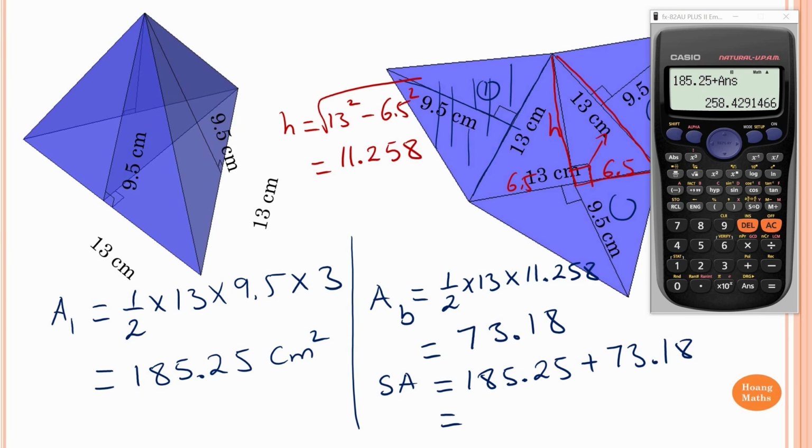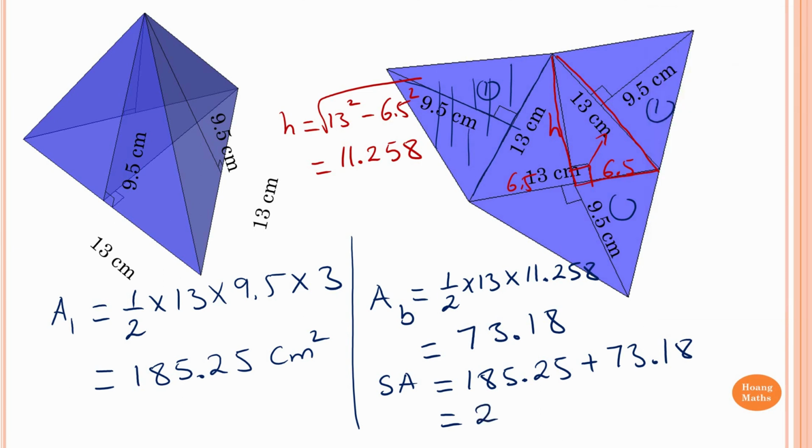So that is, instead of 42, it becomes 43. Because after 2 is 9, so we need to add 1 to 2. So 258.43. So just write this down. 258.43. And don't forget the unit. Square centimeters. Thank you so much for watching.